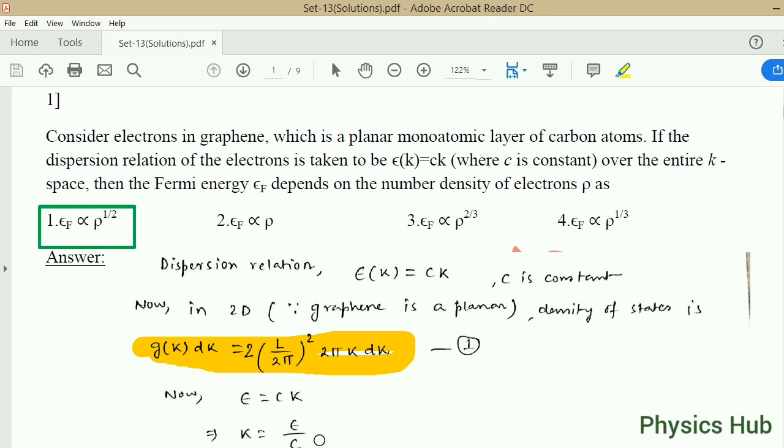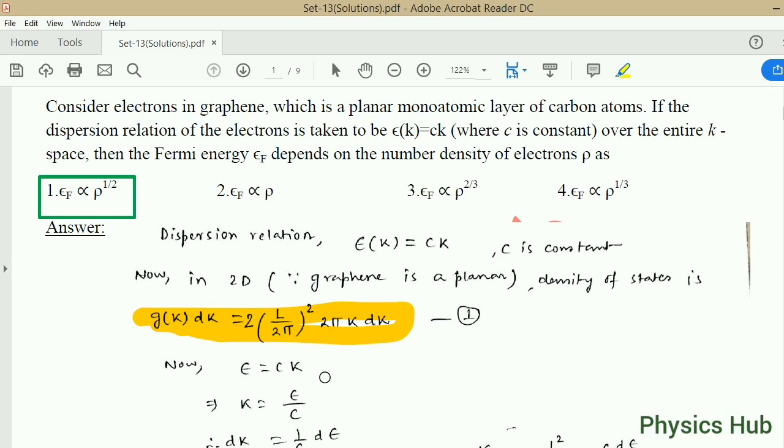If it were in 3 dimensions, then we would have written 2 into (L by 2 pi) square, or cube, maybe cube, into 4 pi k square dk. I will check that and let you know if some confusion arises. For 2 dimensions it is written like this. The factor of 2 has been included because we are talking about electrons, which have spin up and spin down.